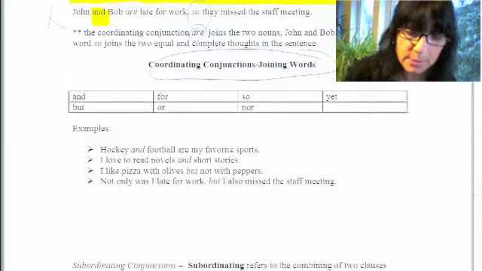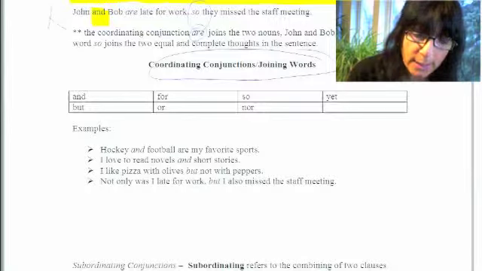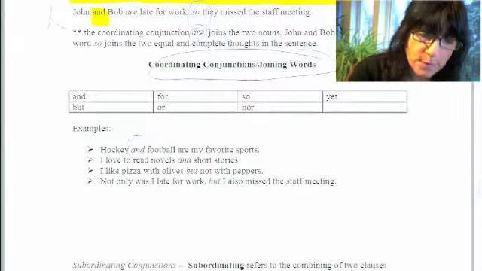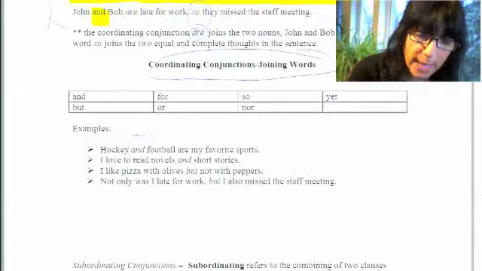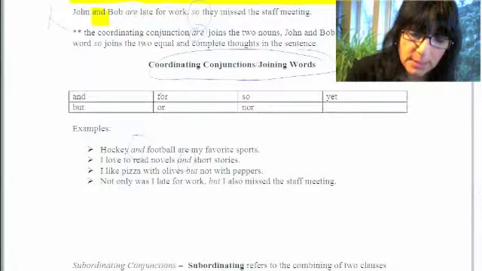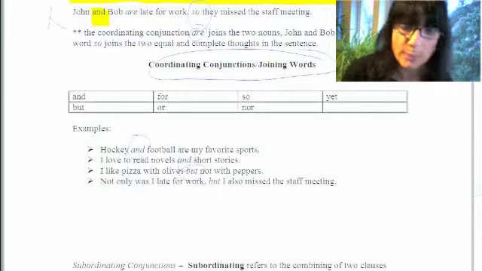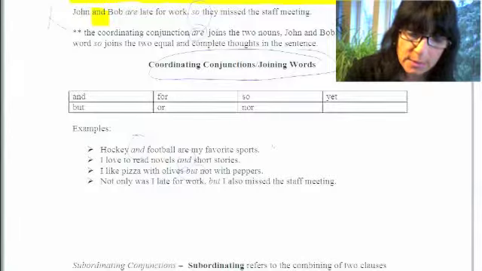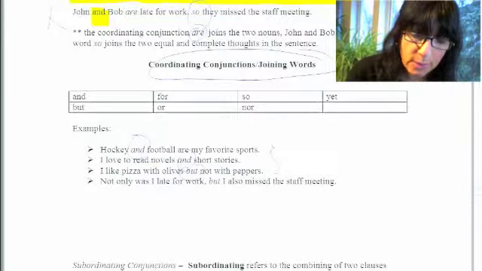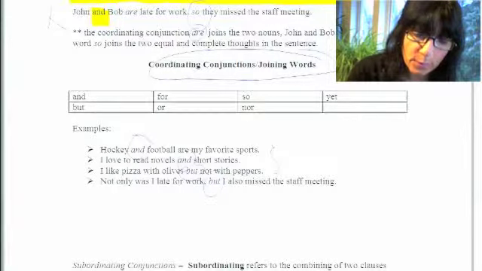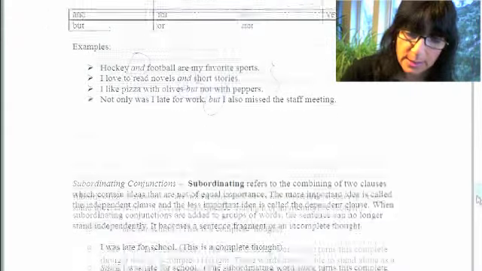Here are some examples of coordinating conjunctions. Hockey and football are my favorite sports. I love to read novels and short stories. I like pizza with olives, but not with peppers. And so these are joining 2 thoughts. And we also have this one: not only was I late for work, but I also missed the staff meeting.